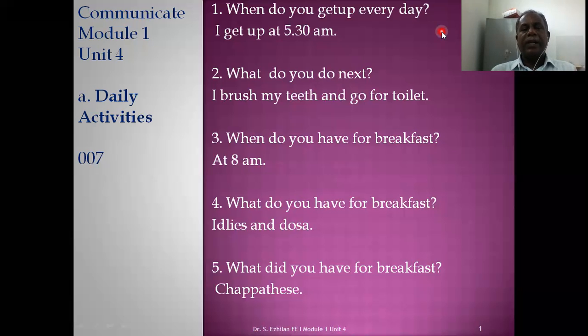Then third question, when do you have breakfast? We say tiffin, but in English they say breakfast. Since you have your dinner at night, you continuously observe fasting without taking any food. When you want to break the fast, then they say breakfast. So when do you have breakfast? At 8 a.m. You can make it 8:30 a.m. or 7:30 a.m.